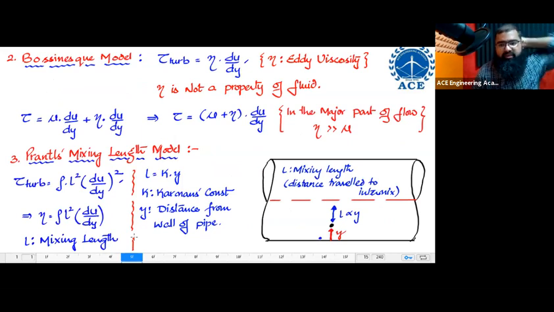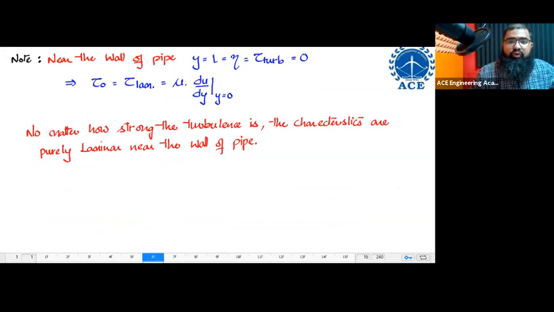After that, we have mentioned something known as Prandtl's mixing length model. So Prandtl's mixing length model gave this idea. It is talking about some distance traveled by a fluid particle to intermix, known as mixing length. Now at the wall of the pipe, what is happening? Everything is coming down to 0 in turbulent shear stress, but laminar shear stress still exists. So therefore, no matter how strong the turbulence is, near the wall you're only going to have laminar characteristics valid. So this is regarding the concept of shear stress in the case of turbulent flow. I hope this is clear to all of you.